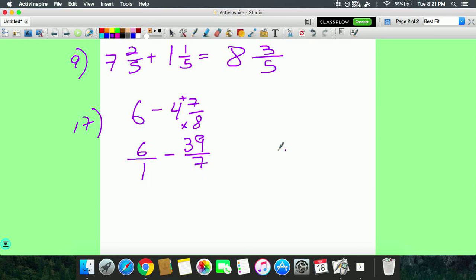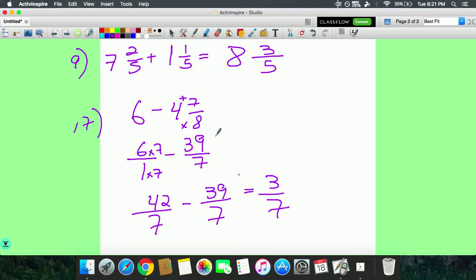Put a plus sign over there. Okay, now we can find a common denominator, and the LCM is 7, so that changes to 7. This one stays the same. And the 1 became a 7, times 7. And on top is times 7. 6 times 7 is 42. 42 minus 39 equals 3 over 7. There's so many ways of doing this question, but this is just one of them. Okay.